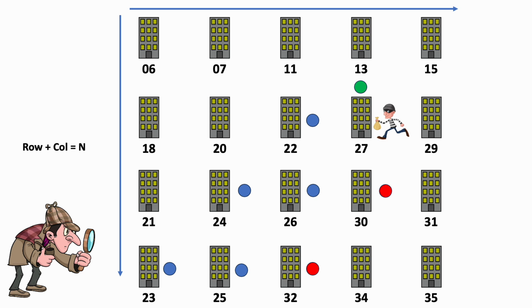For example, let's say the thief is at building number 15. We'll start at 23. We know 15 is less than 23, so we can ignore the last row. We'll jump to 21. Again 15 is less than 21, we'll go to 18, then to 6. As soon as we hit 6, 15 is greater than 6, right? So we'll start visiting the 7, then 11, then building number 13, and then we finally reach 15. So in the worst case, we need to visit row plus column buildings.